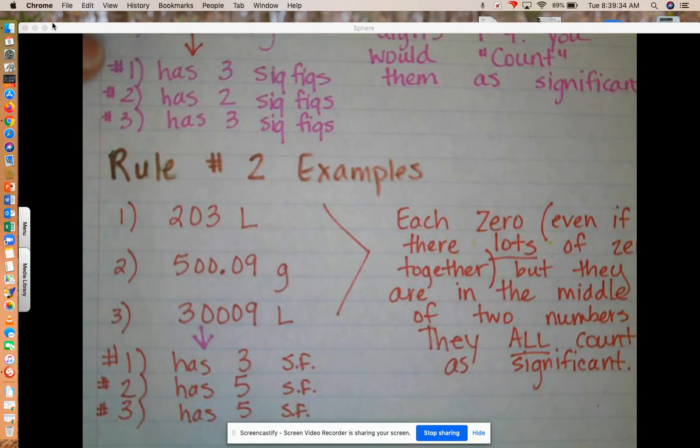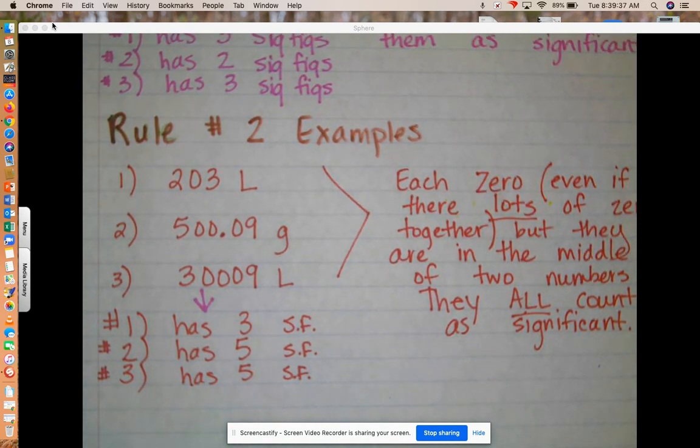Second rule. Second rule has to do with those zeros in between, right? This one's pretty simple. It does not matter how many zeros you have between. If you have 1 zero between 2 numbers, it counts. If you have 3 zeros and they are between 2 numbers, they all count. So this one would have 1, 2, 3, 4, 5 significant figures. It doesn't matter if there's a decimal in the middle. See how this one has a decimal, but there's still 3 zeros together? Doesn't matter. They're still between 2 numbers, so they all count.